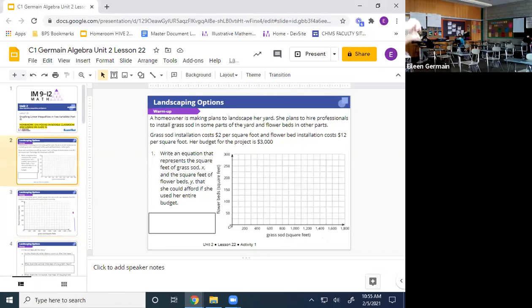So let's take a look at first writing our equation. If we were writing an equation this time, we're not talking about inequality because we're spending exactly $3,000. She's got the money, she's got to spend it. It's like a grant, you got to spend it all.